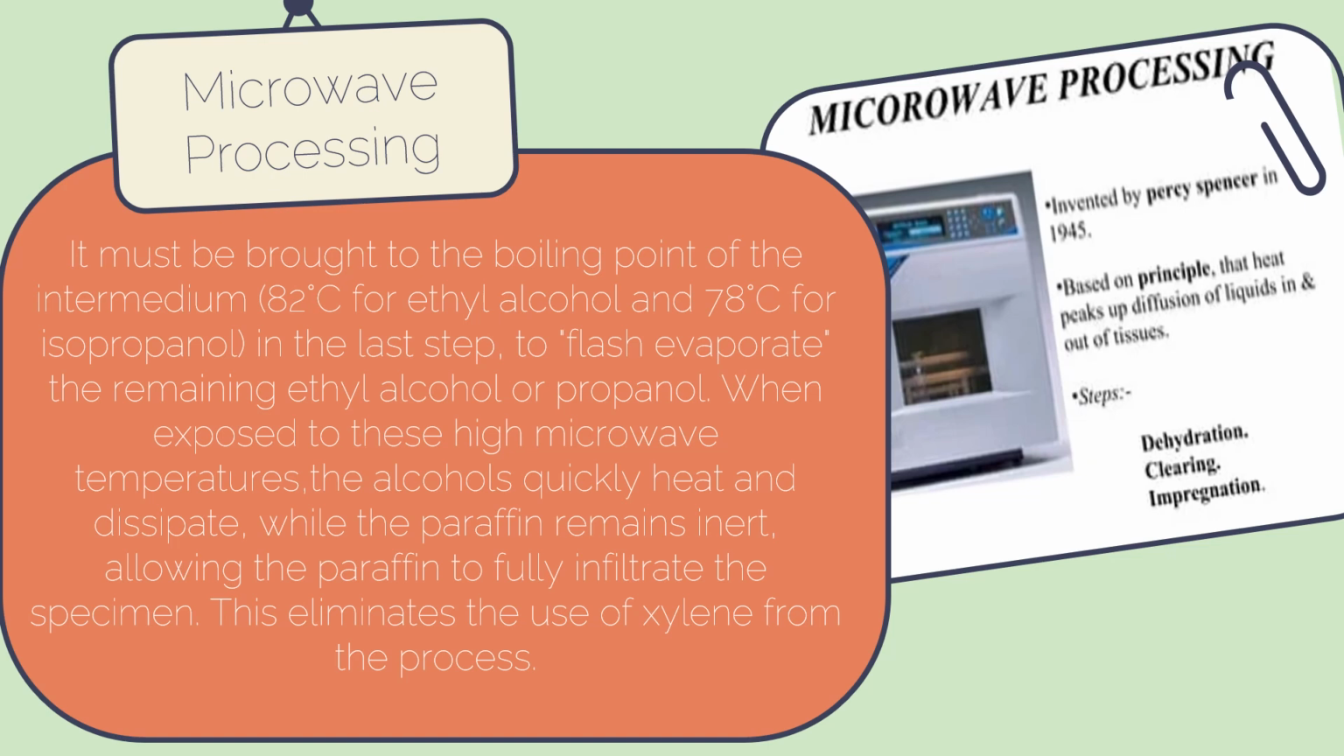So this eliminates the use of xylene. Kaya diba, what's the use of xylene? The alcoholization or clearing agent. So there's no need for that. All you have to do is to just increase the boiling point, or you reach the boiling point of 82 for ethyl alcohol and 78 degrees Celsius for isopropanol for it to flash evaporate. Take note of that term.